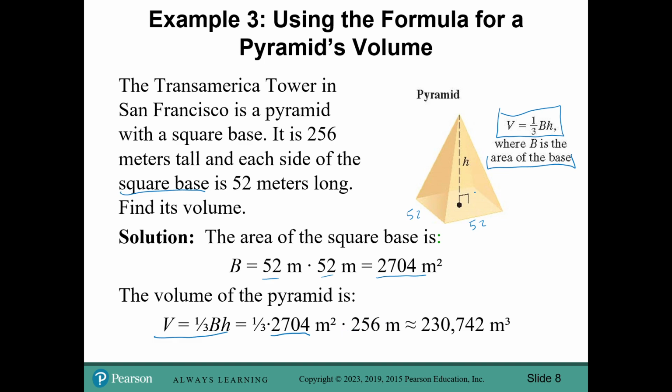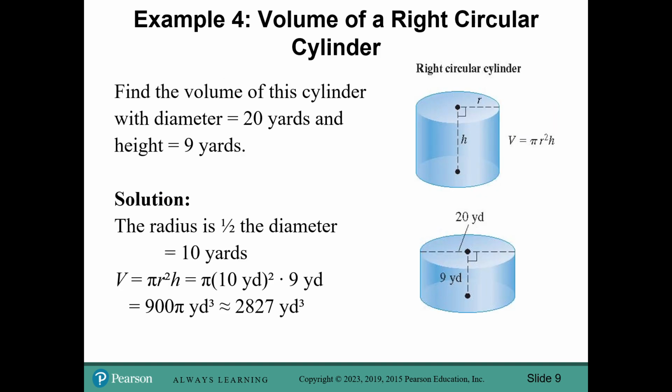Now, we have to keep in mind that we do have to multiply it times the height. And remember here it says it is 256 meters tall. So the height here is 256 meters. Multiply it by 256 here, and we see it's approximately 230,742 meters cubed. That is approximately the volume of that Transamerica Tower in San Francisco. Crazy. That's a big place.